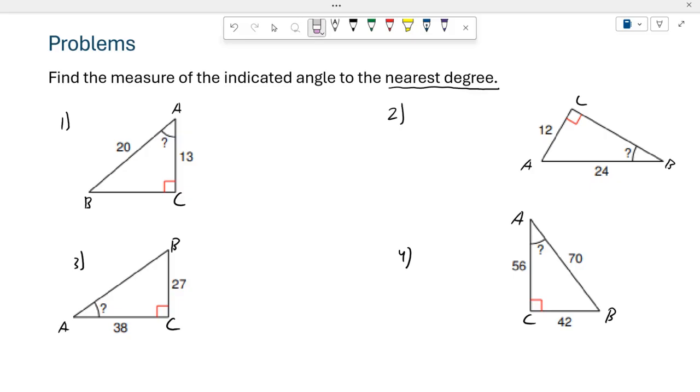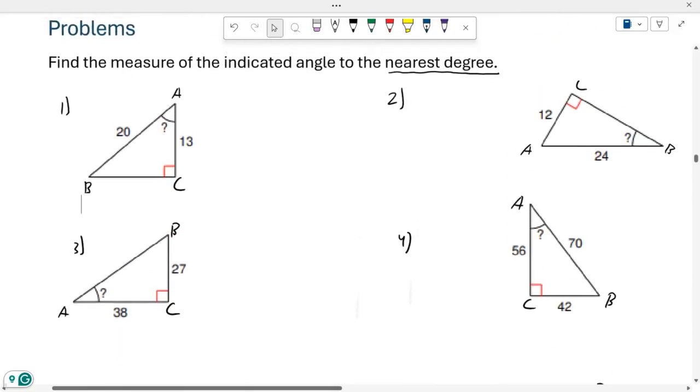The directions here say, find the measure of the missing angle to the nearest degree. Now, I'll go ahead and point something out here. First of all, I've numbered these problems going from left to right and then down. So I have 1, then 2 on the right, then 3 and 4. If you did these problems in a different order, then obviously that's a different number system.